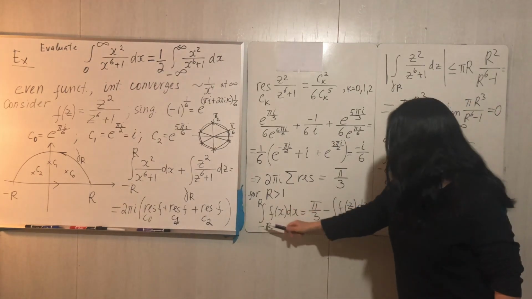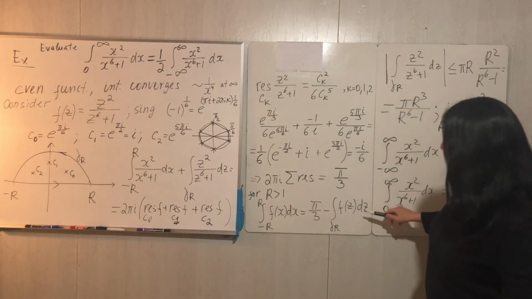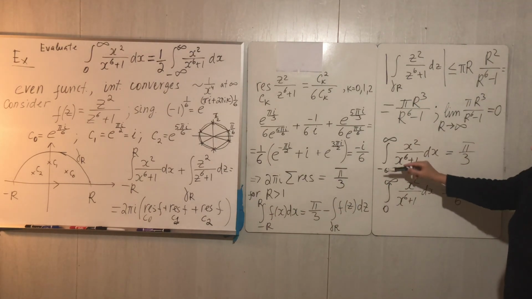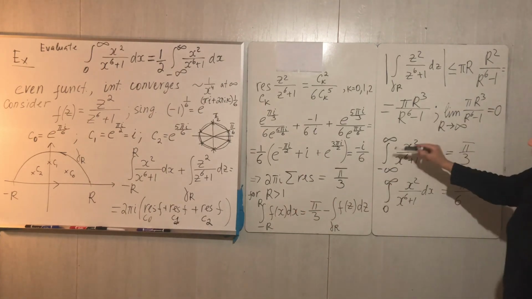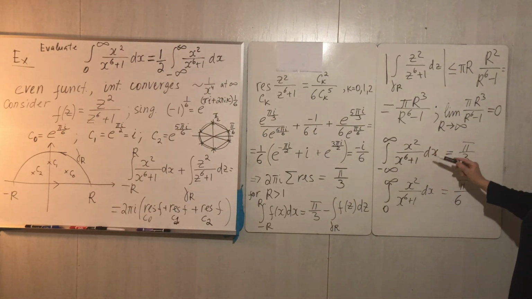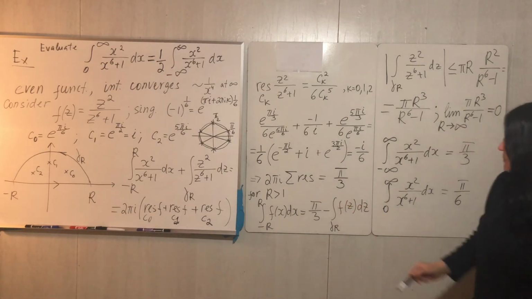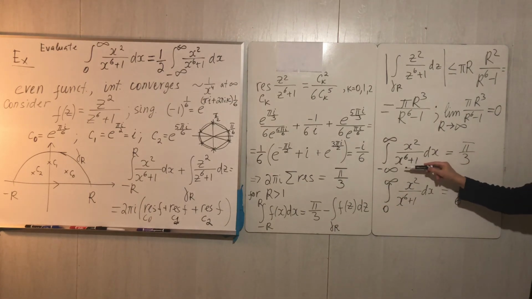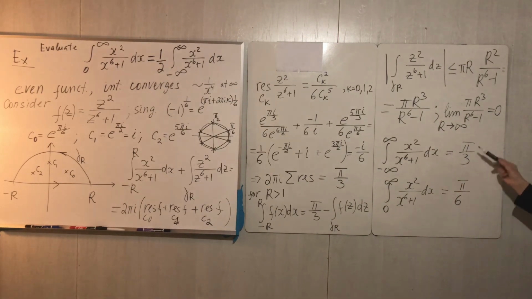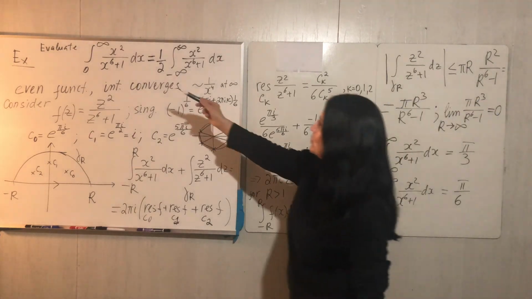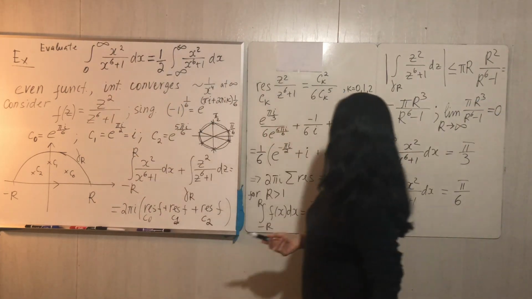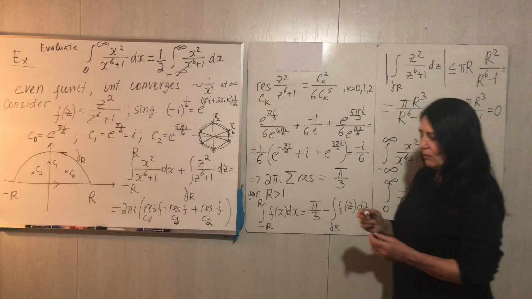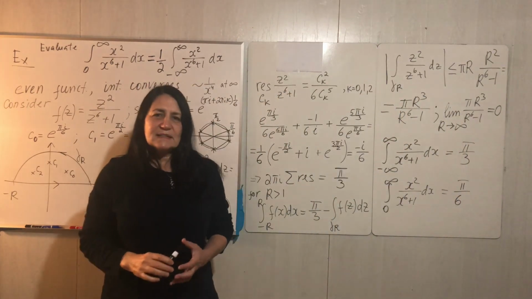It means in this formula, if we go back to this formula and send r to infinity, we will get in the left hand side the integral from negative infinity to infinity of our function. Here we have pi over 3, it doesn't depend on r, and this integral will vanish. So now we know that the integral from negative infinity to infinity equals pi over 3, but we were asked to compute the integral from 0 to infinity, which is 1/2 of this, and that would be pi over 6. So this is the end of this example.